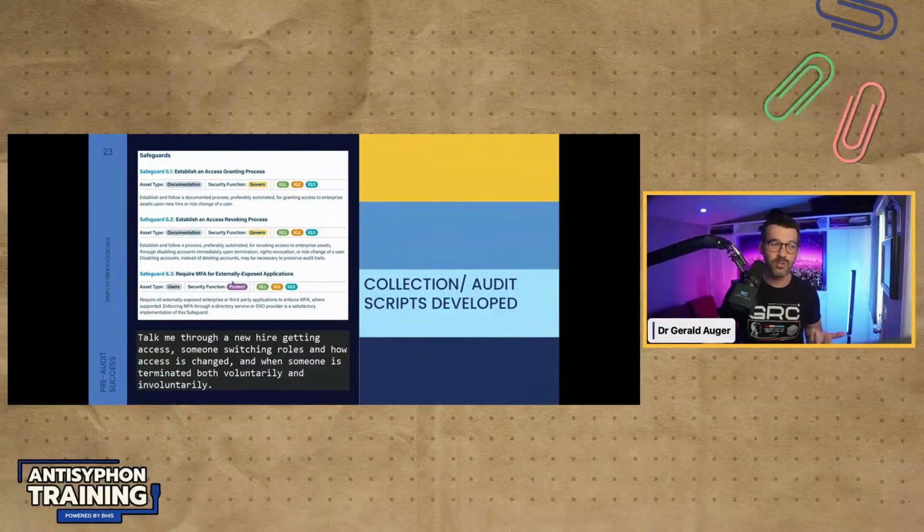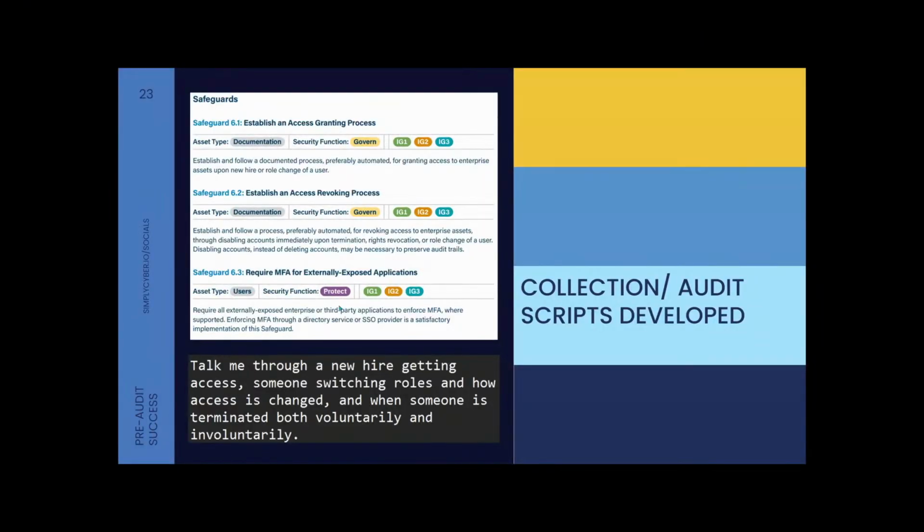So this is old school. Okay, this is pre-AI. This is babyface Jerry. Looking at these questions, you can see safeguard 6.1, establish an access granting program. 6.2, establish an access revoking process. 6.3, oh my God, be still my heart. Require MFA for externally exposed applications. We can start somewhere.